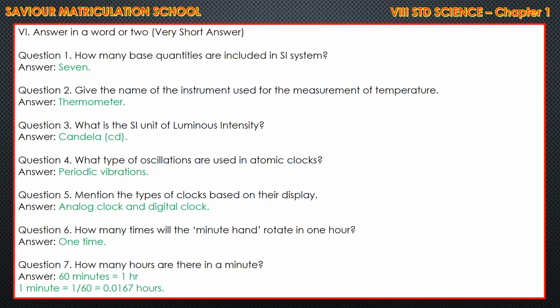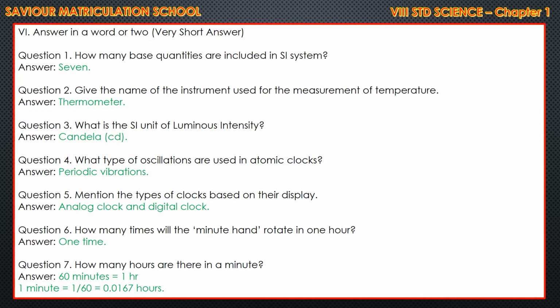Even if you just break it into syllables, thermometer, like that you learn the spellings. What is the unit of luminous intensity? Candela. Shortly we can write cd. What is the type of oscillations used in atomic clocks? Periodic vibrations. Fifth one, mention the types of clock based on their display: analog clock and digital clock.